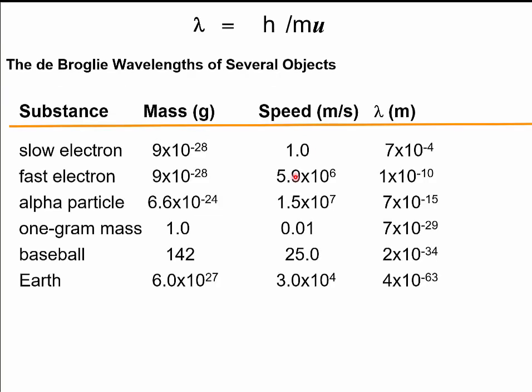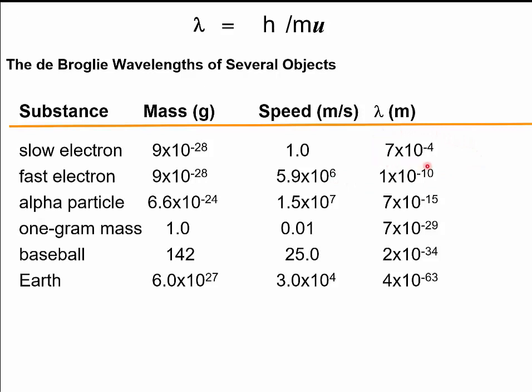So for example, here's the de Broglie wavelength of several objects. If you look at this equation, it's saying that the bigger you are, the smaller your wavelength. The faster you are moving, the smaller your wavelength. So if I take a slow electron and a fast electron, they've got the same mass, but one's moving at 1 meter per second and one's moving at 6 times 10 to the 6 meters per second.